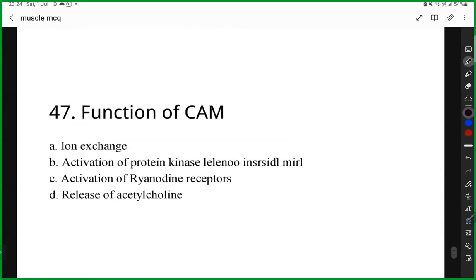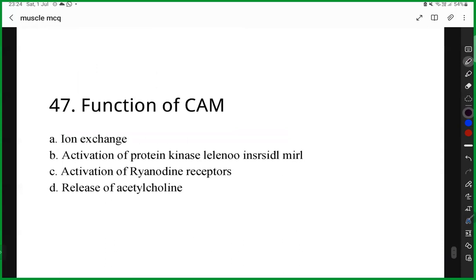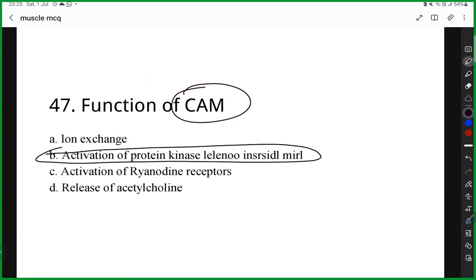So next one, what is the function of calmodulin? That is your CAM. CAM is calmodulin. It is going to be activated by the activation of your protein kinase. So activation of your protein kinase, isn't it?